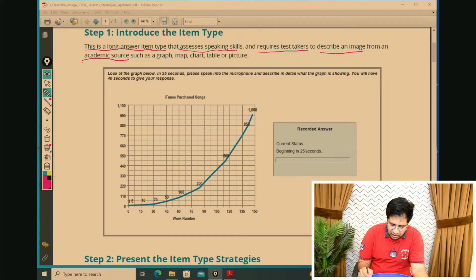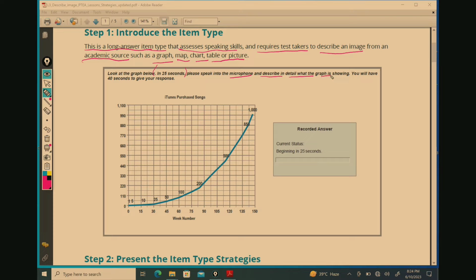That's okay. So listen, what you have to do. It can be a graph, a map, a chart, a table, or a picture. Now let's just read it from the beginning. Look at the graph below in 25 seconds. They'll give you 25 seconds, and instructions should be very clear whenever you're doing it. Please speak into the microphone and describe in detail what the graph is showing. You will have 40 seconds to give your response. Your answer should be of 40 seconds. After 40 seconds, the microphone will be locked. I mean, whatever you speak after that, nobody is going to hear that, right?